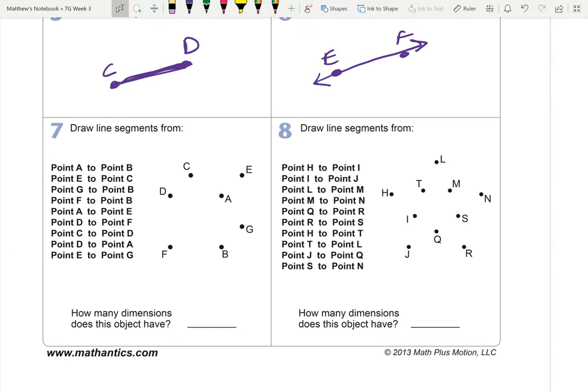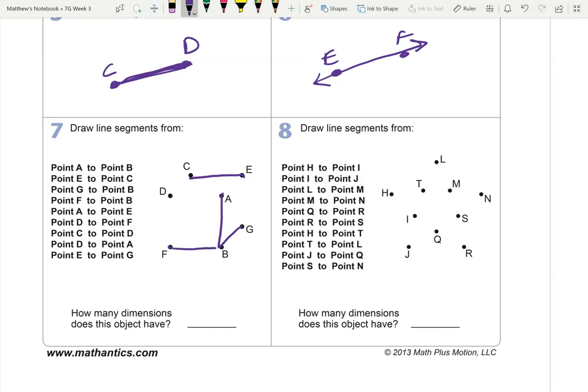Then for problem 7, it says draw line segments from the following points to each of these points listed. So it says point A to point B. I'm going to start at point A and draw one to point B. And then from point E to point C, from point G to point B, and I'm going to keep going here, F to B.